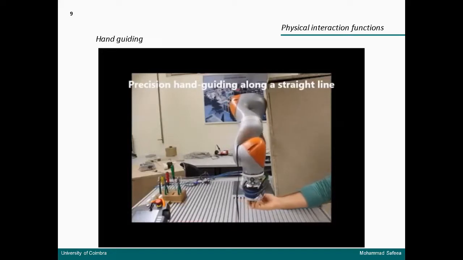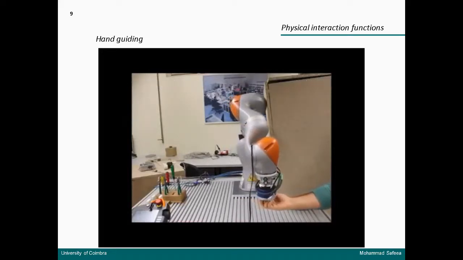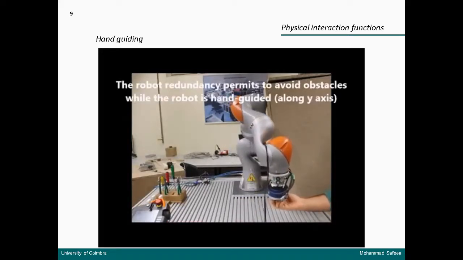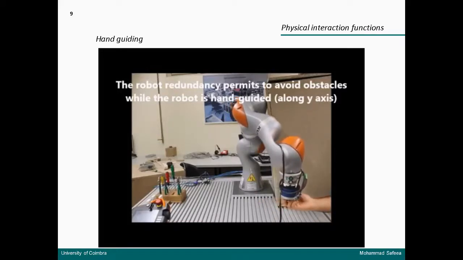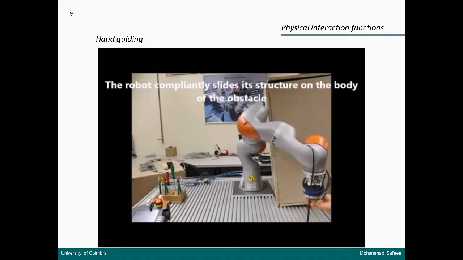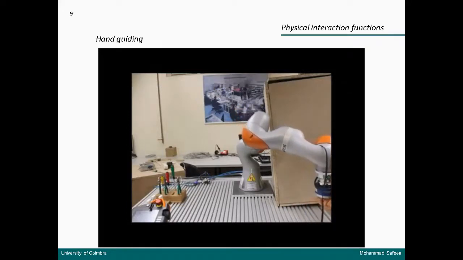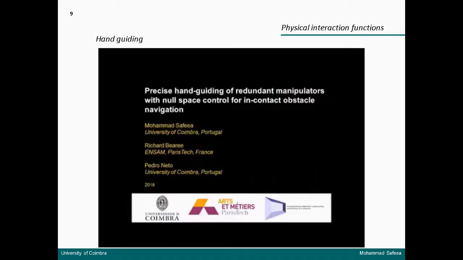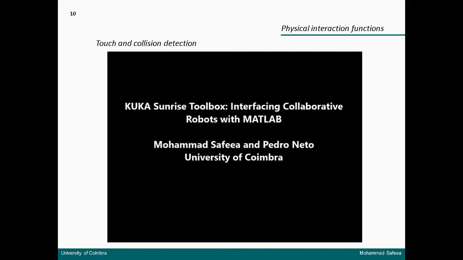By attaching a force torque sensor at the end effector, the user is able to hand guide the robot in lateral environments. In such a case, during a contact between the robot and surrounding obstacles, the robot is able to slide with its body on the structure of the obstacle while it keeps moving according to the hand guiding command.